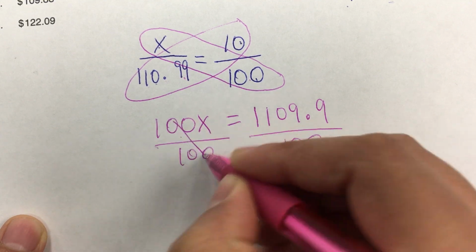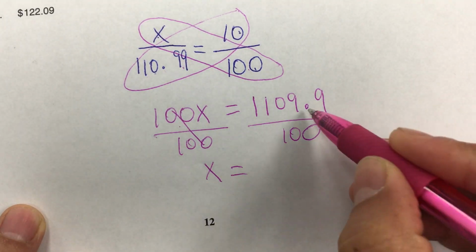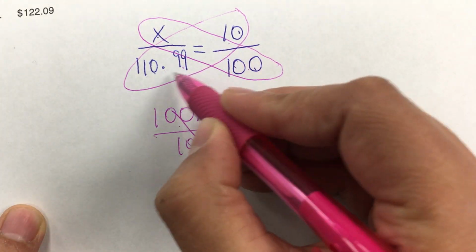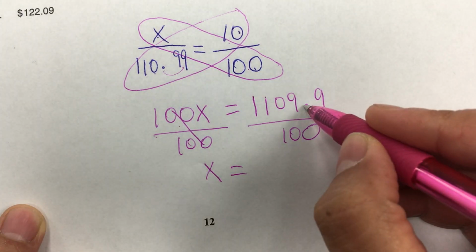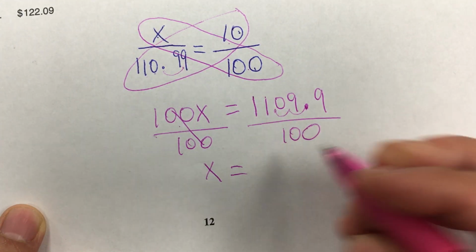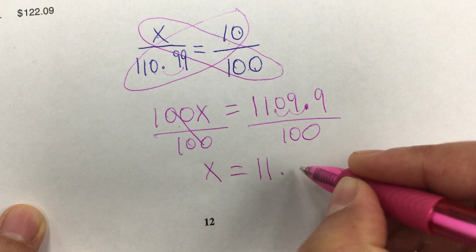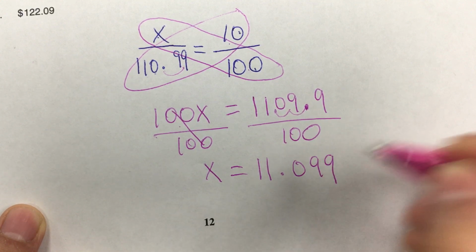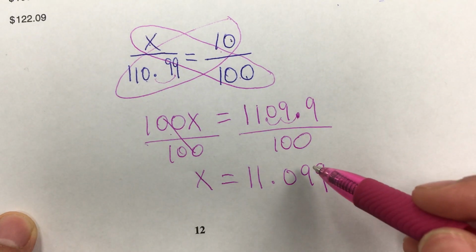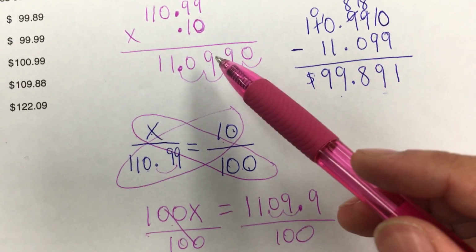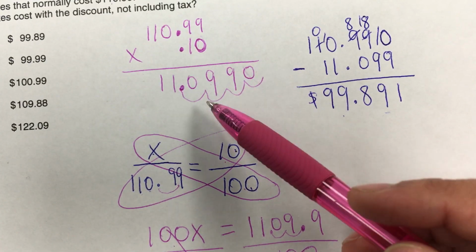Now in division, we go backwards, right? That decimal. So in multiplication, we went to the right. In division, we go left 2 spaces, and that's going to be 11.099. If you notice, it's the same as what we had up here by multiplying by 0.10.